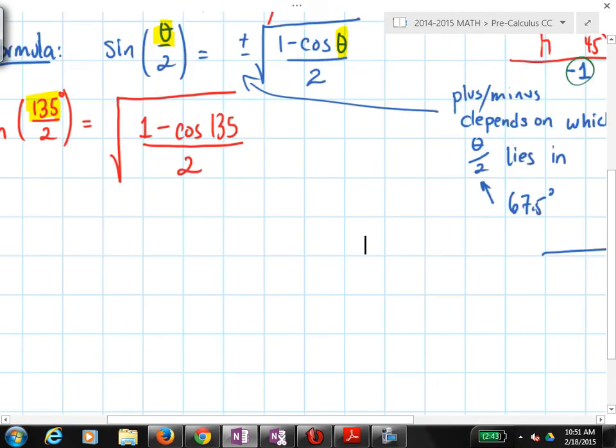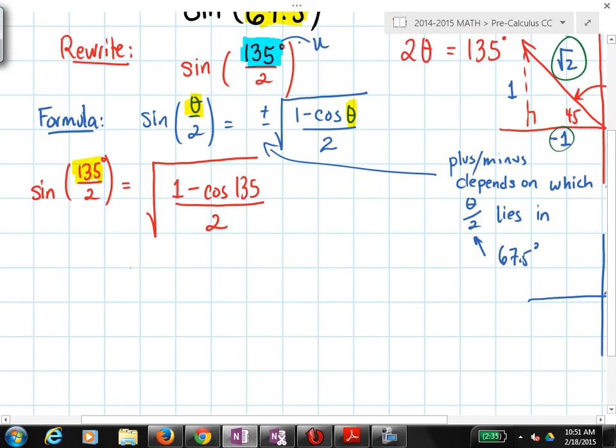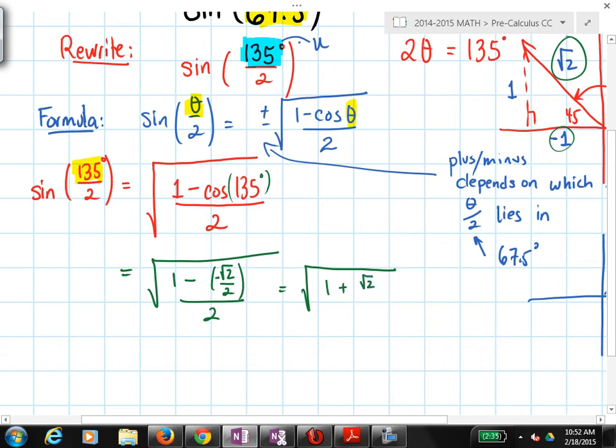Let's continue writing this down. So now I have that this is equivalent to the square root of 1 minus, remember cosine of 135 was negative square root of 2 over 2, all divided by 2. What happens with this minus and this minus? Yes, so now this is equivalent to the square root of 1 plus square root of 2 over 2, over 2.